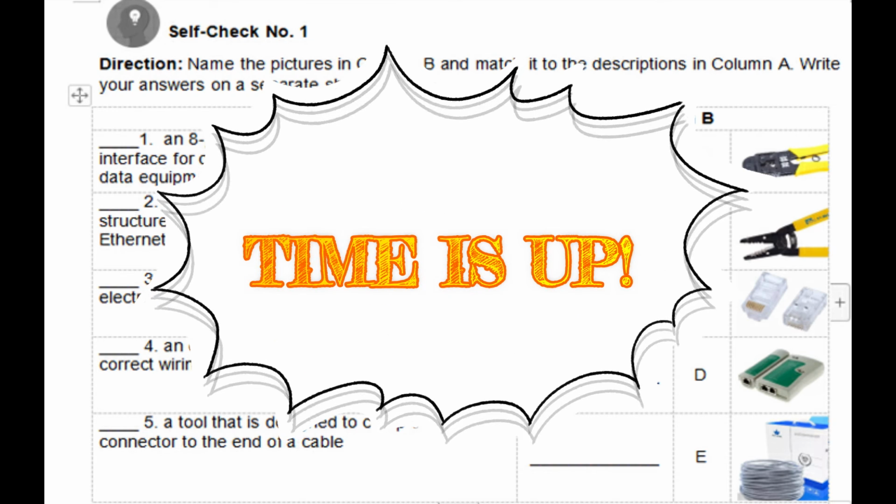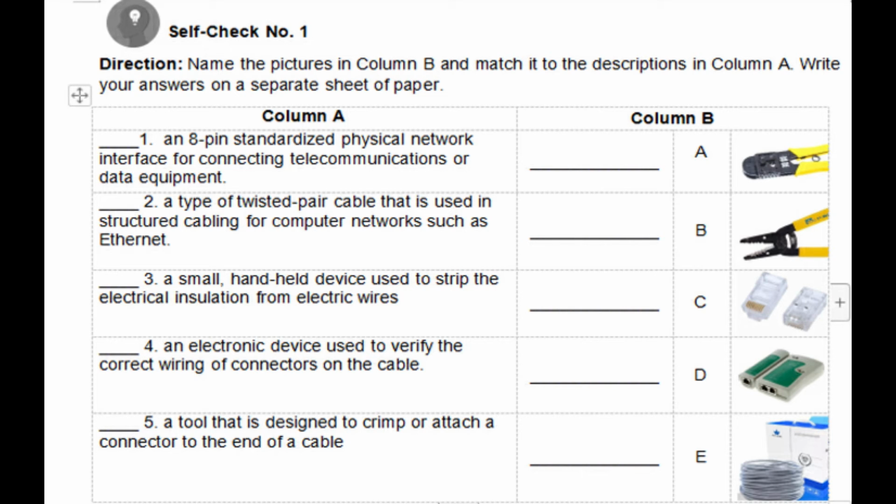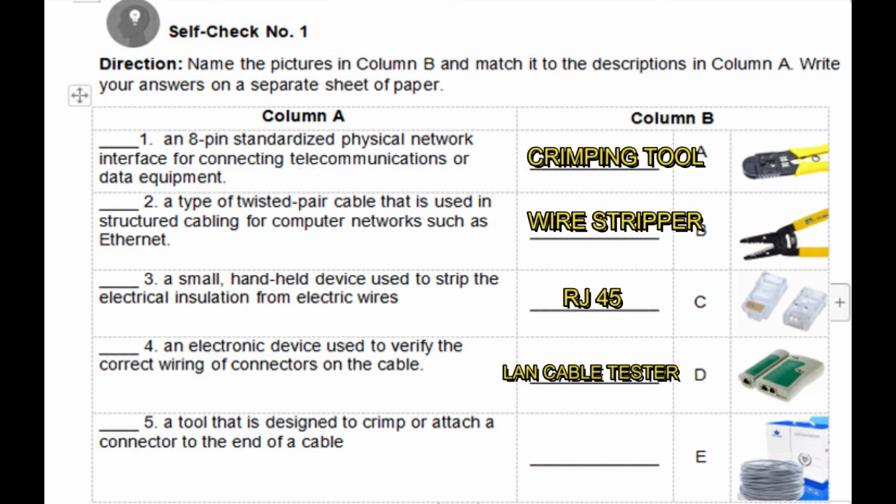Okay, time is up. Let us check your answer. So let us first name the pictures in column B, and then after that, let's find its description in column A. So letter A, that is a crimping tool. Letter B, that is a wire stripper. Letter C, that is RJ45. And letter D, that is LAN cable tester. And the last one, that is Ethernet cable or LAN cable.